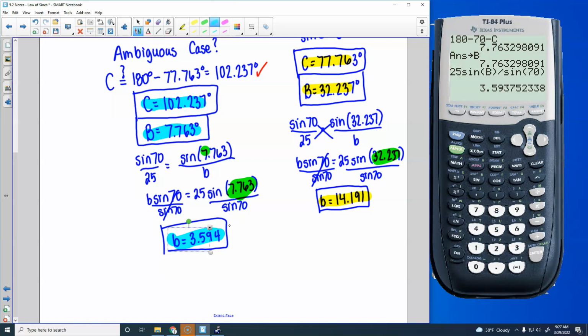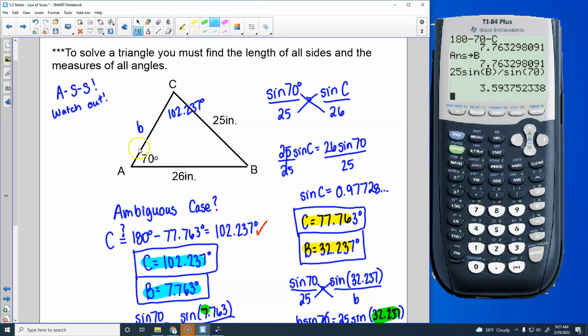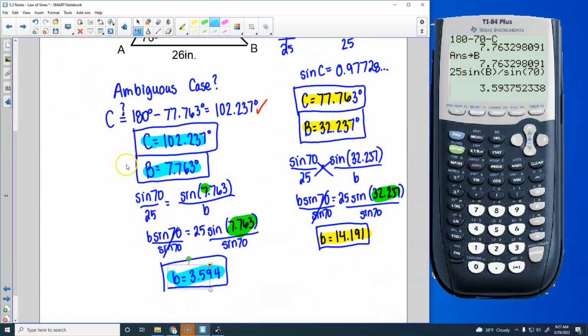You may ask, what good is this in real life? This could happen very easily in real life, if you're measuring something and needing to find missing angles. If this happens in real life, what you need to do is go back and take another measurement, or you might know that the triangle looks like this, and that it's impossible for C to be an obtuse angle. So you would know that even though it's theoretically possible, it's not what's happening in this case. So that would be what you would do there.